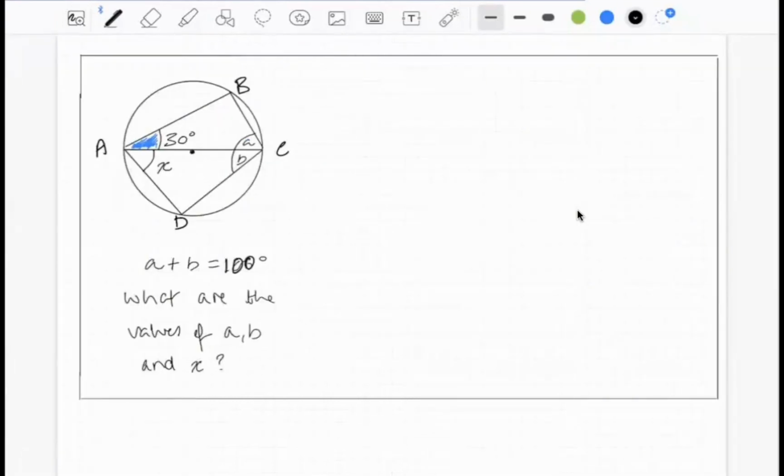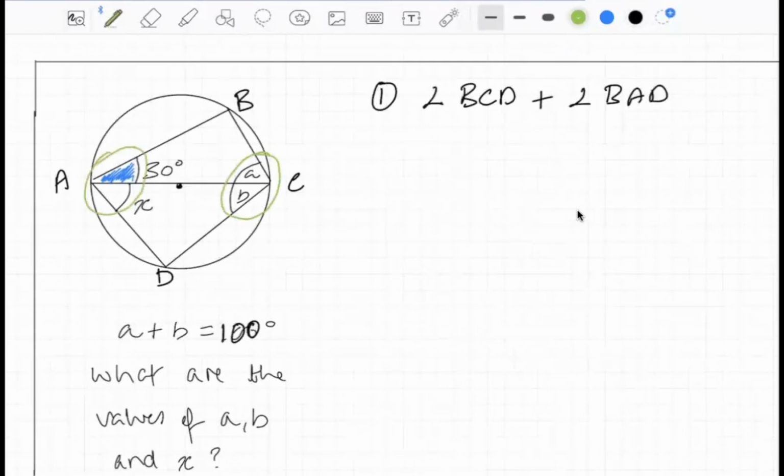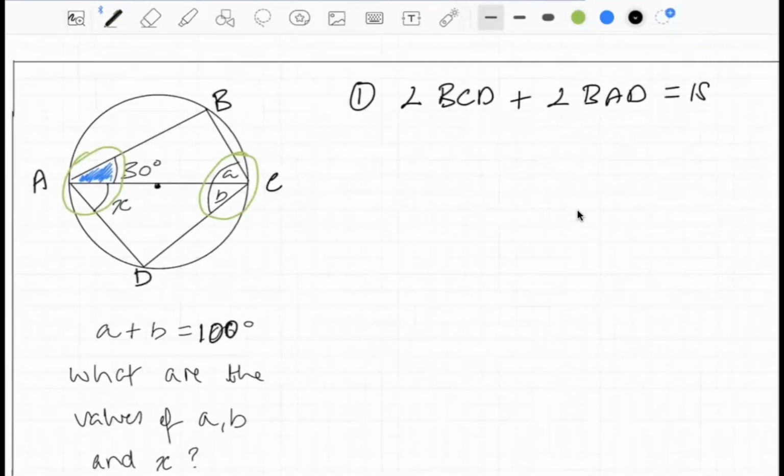Okay, last question. What are the values of a, b, and x? All right, so the first thing I see here is that angle BCD, which is this one, plus angle BAD, which is this one, equal 180 degrees. Why? Because of the circle theorem that opposite angles in a cyclic quadrilateral sum to 180.